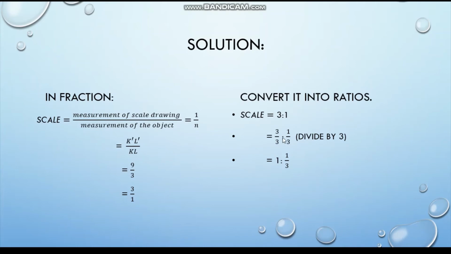And then this one we have to leave as 1 over 3. That is, the answer will be 1 to 1 over 3. That is the final answer. Cannot leave this answer with 3, because it is not 1.